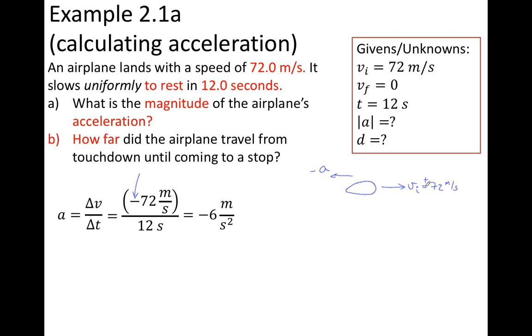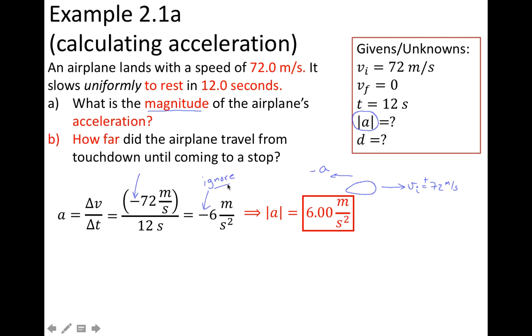But the problem didn't ask us to comment on the direction of the acceleration. It only wanted to know the magnitude, which was why I put the acceleration symbol in absolute value symbols. The absolute value symbols indicate that we're just interested in the magnitude, which is just the amount. So the negative sign, remember, indicates direction. So we're going to ignore that negative sign, because the negative sign just indicates direction.